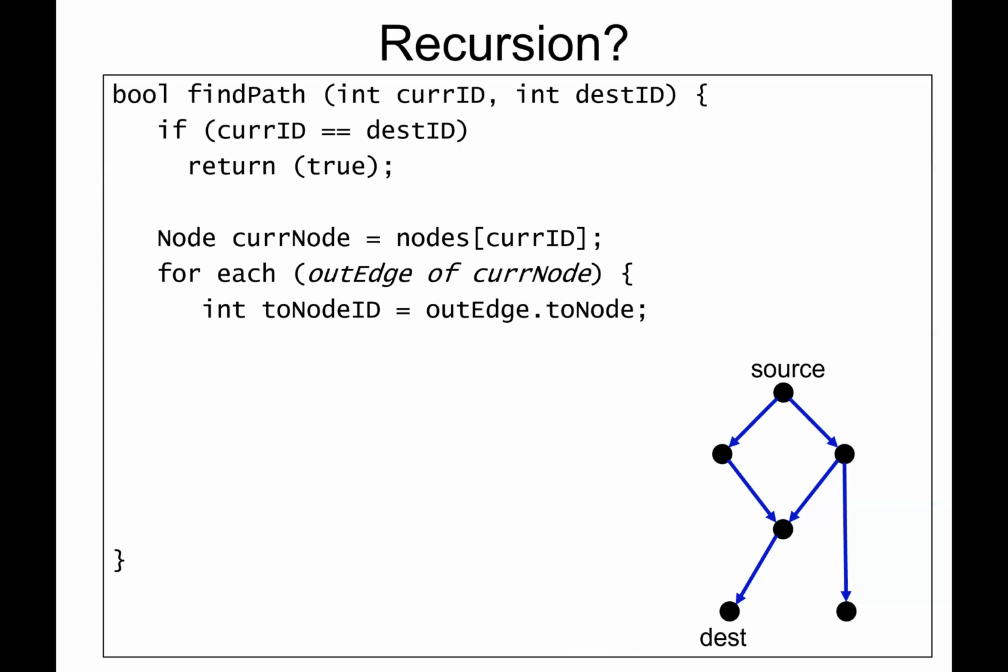So for every one of these outgoing edges, we can ask, well, where does it go? What intersection does that street segment lead to? And then we've got another intersection that is connected to us by one edge or one street segment. So we're going to call find path on that new node or intersection. We could call it intersection, call it a node, it's basically the same thing. Okay, so we call find path again. So that's a recursion step.